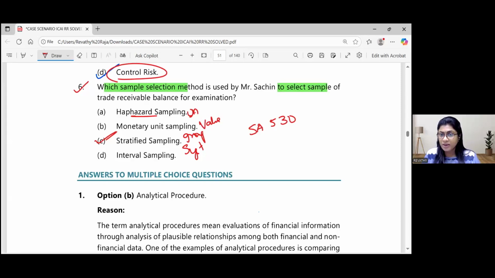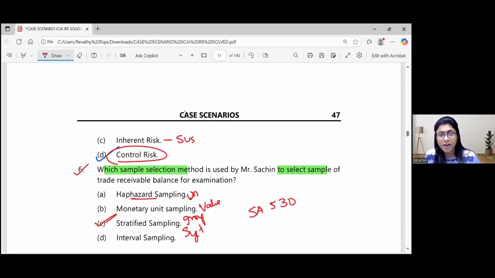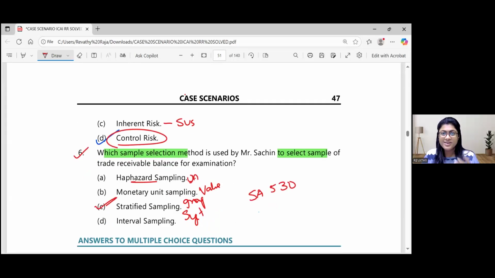Are you clear with case study 11? Hello. Celebrate, guys. When we finish, celebrate. Small things. Celebrate. Life is short. Smile. So with that, we are coming to the end of case study 11.